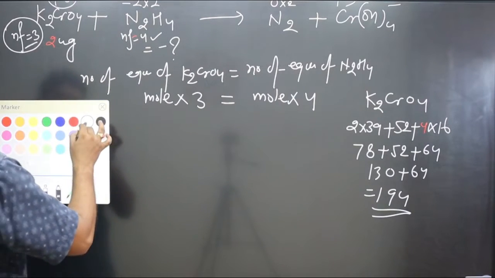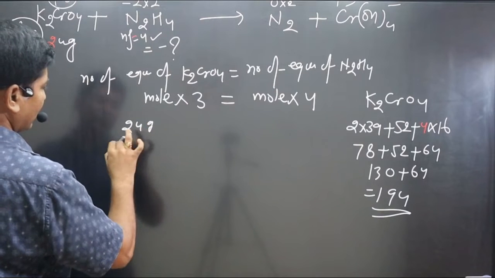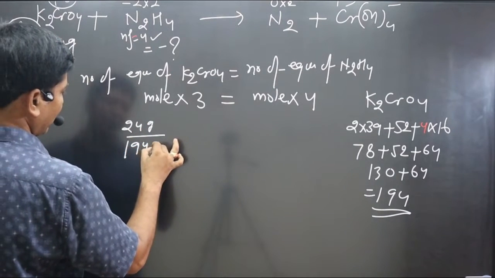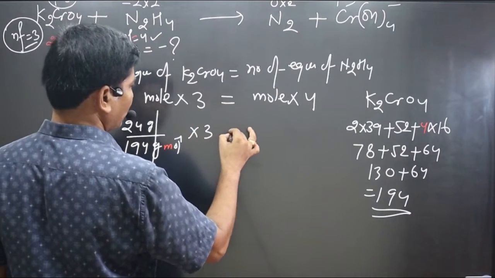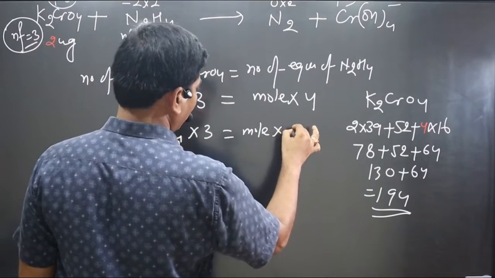So what is the mass? We have 24 gram, divided by molar mass, 194 gram per mole. Gram will cancel. Multiplied by 3 is equal to mole, and multiplied by 4 is there.